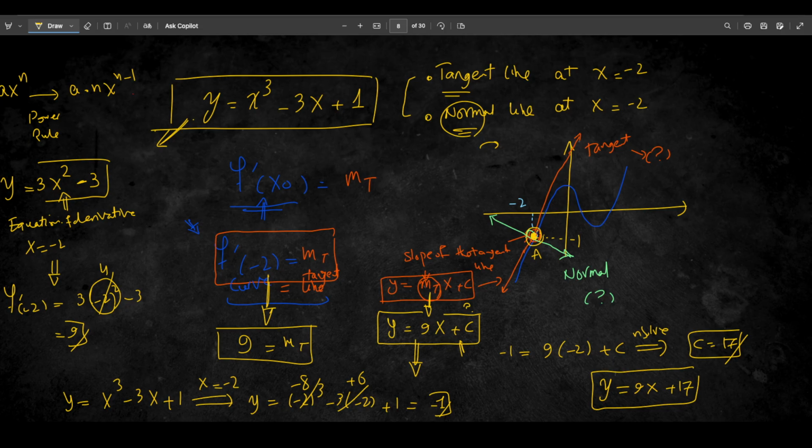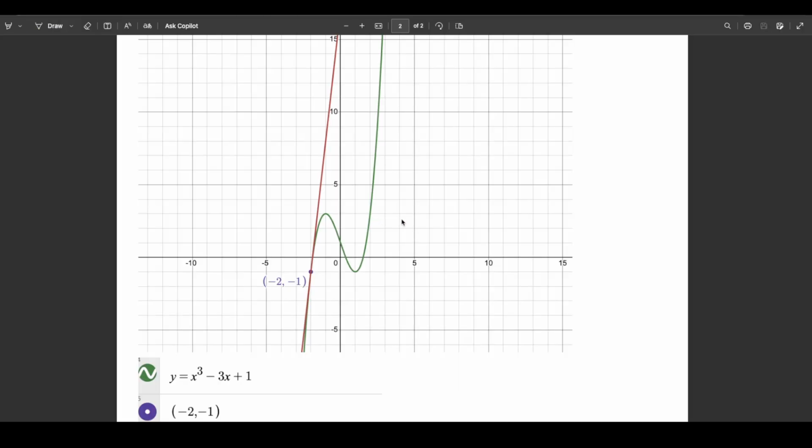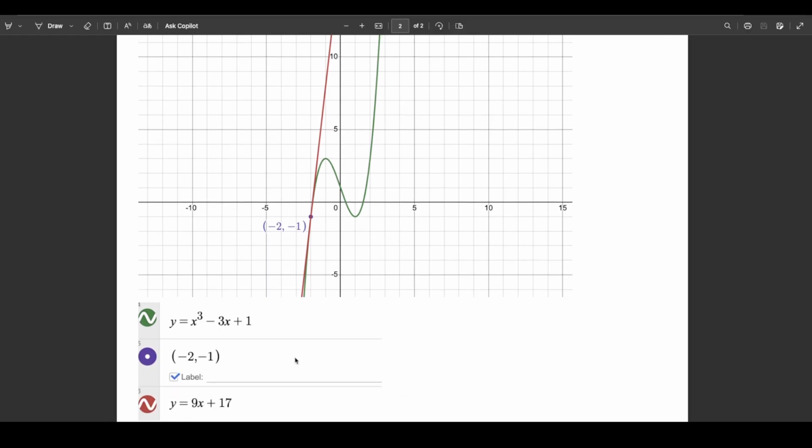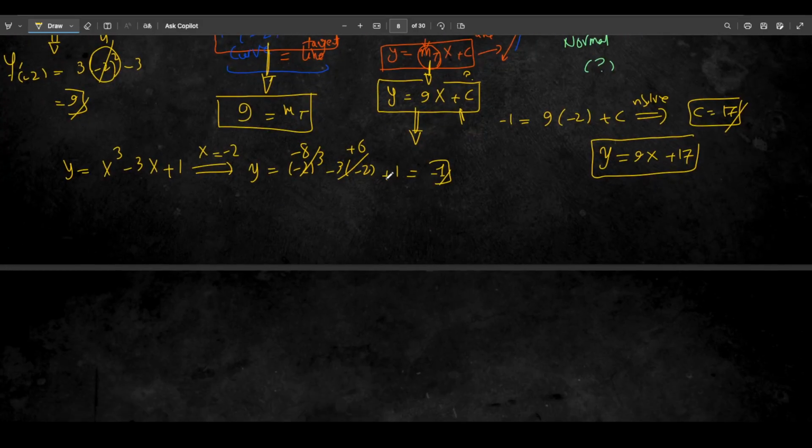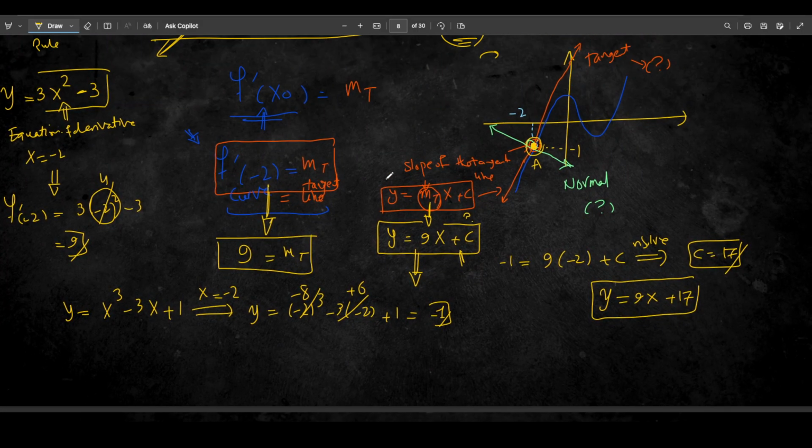Okay, I'm going to show it to you. The green is your curve. The red is the equation of the tangent line that we found, 9x plus 17. You can graph it on GeoGebra or Desmos, or even on your calculator, to check your answer. Now, can we find the equation of the normal line? Yes. How can I find the equation of the normal line?